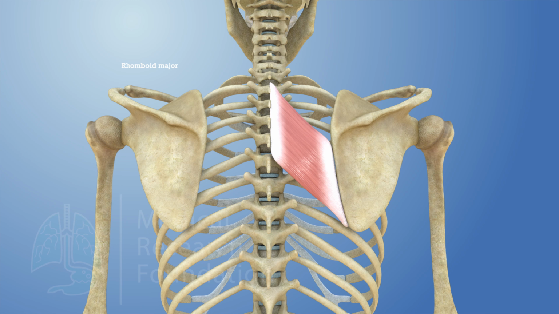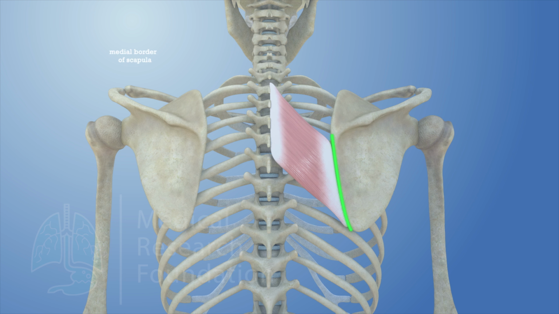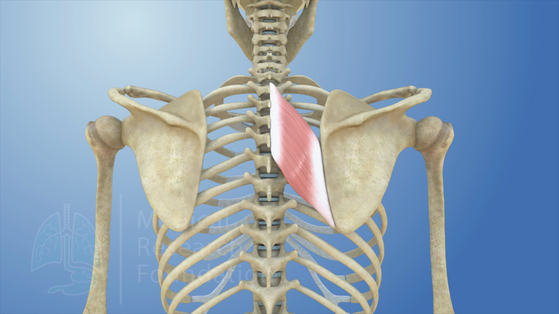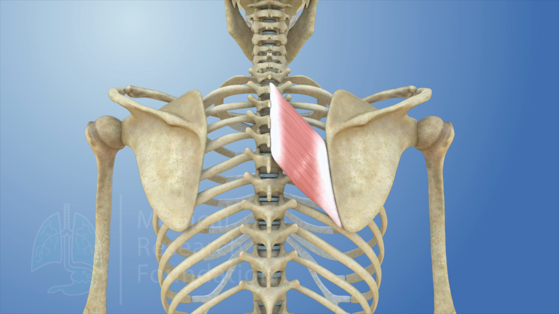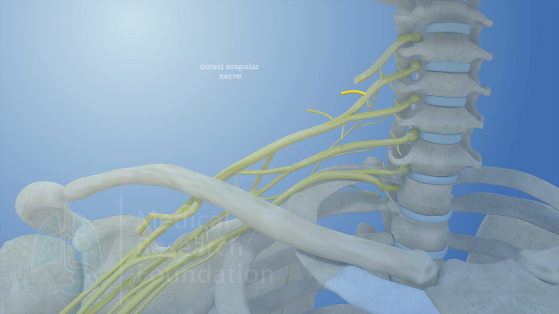Rhomboid major originates from the spinous processes of T2 to T5 vertebrae. Insertion takes place into the medial border of scapula, inferior to the spine of the scapula. Action: retraction of the scapula. Nerve supply is by the dorsal scapular nerve.